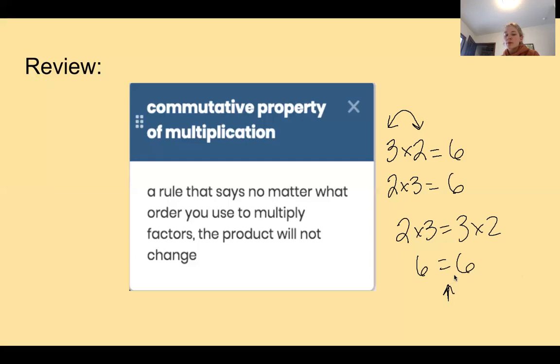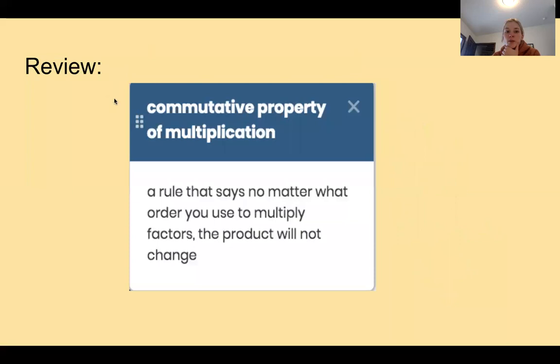One thing I want you to keep in mind is the equal sign. That just means that each side is balanced. However that is, just make sure that each side equals the same amount. All right, so now that we know that, let's dive into the associative property.